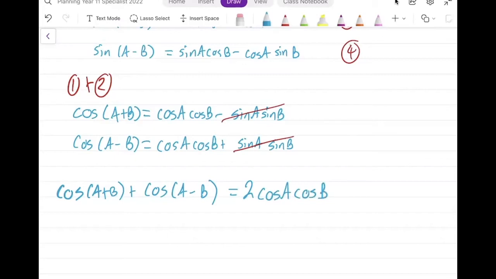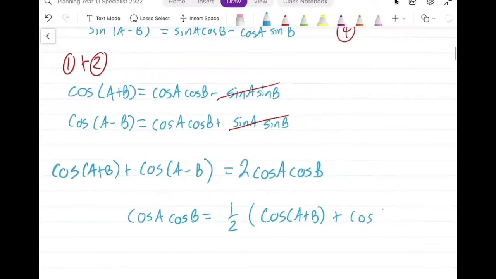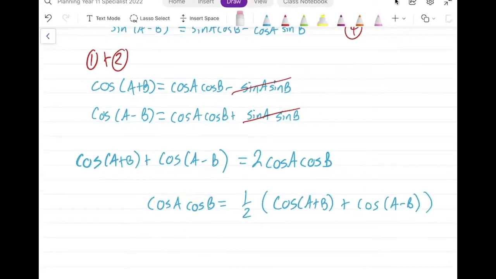We bring that 2 across, we divide both sides by 2, and they also swap the order, and we get cos A cos B is equal to 1/2 outside of cos(A plus B) plus cos(A minus B). And this is why it's called the product identity, because it's the product of cos of angle A times cos of angle B. That's going to be equal to 1/2 of cos(A plus B) plus cos(A minus B). So that's my first identity.